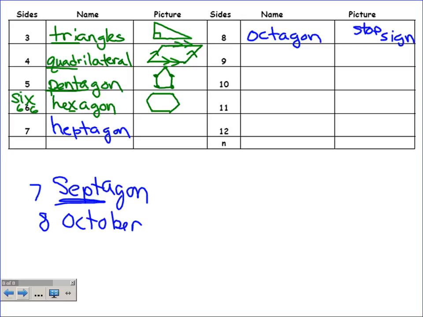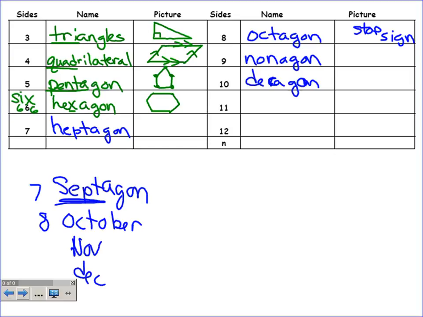9. Nonagon. So it used to be November. You get it, Scott. Number 10, decagon. Decagon. That's a C. D-E-C-A-G-O-N. Deca like a decathlon, like a decade, like a decimal point, like December, but December is the 12th month. I don't know why it changed.